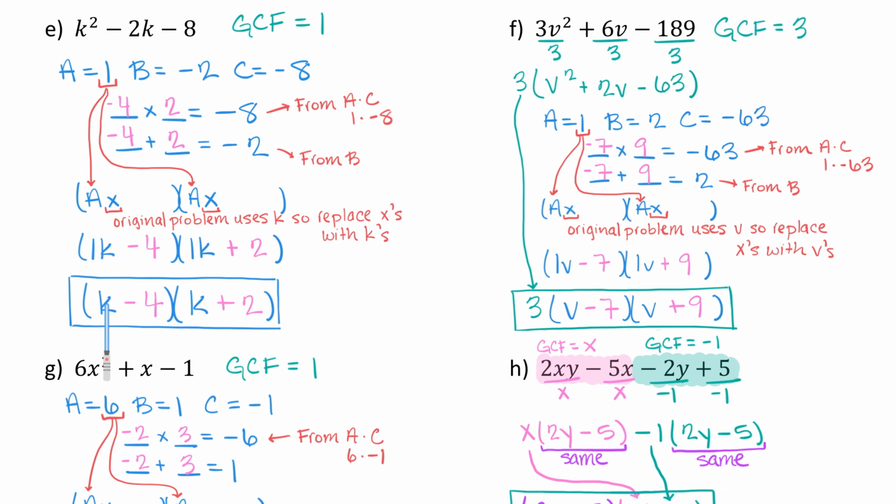Here is the answer for example E. Here is the answer for example F. The most important one with this one is we did have a GCF that was not 1, so we had to divide out that GCF, and we always put that GCF out in front of the parentheses at the very beginning.